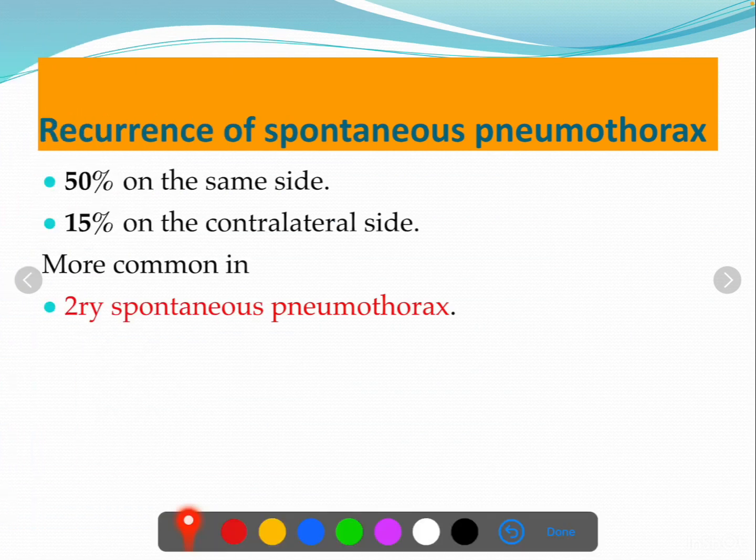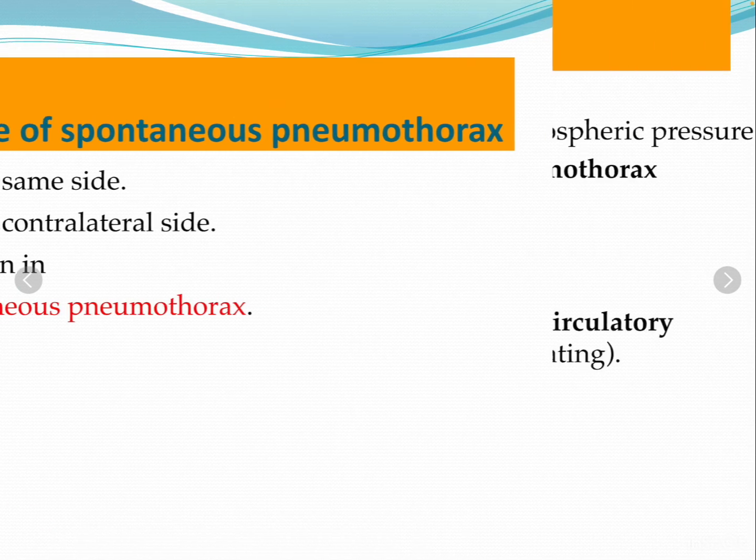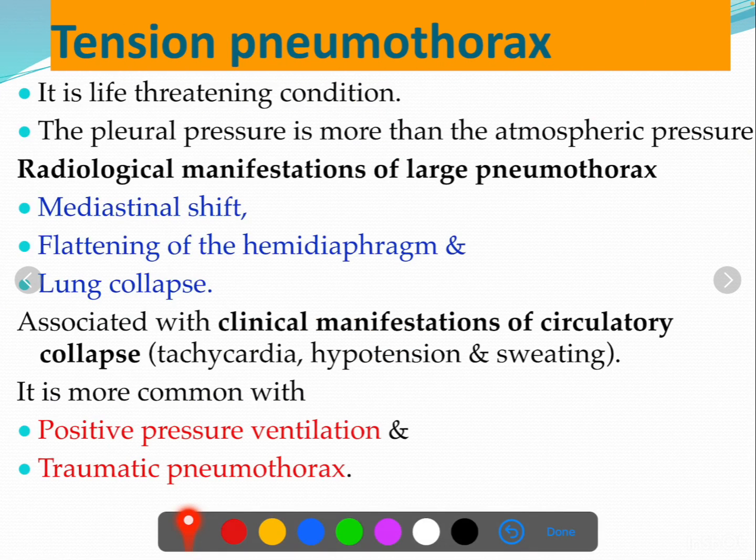Then they are talking about the recurrence rate of spontaneous pneumothorax. As we have already discussed, it is 50% on the same side and 15% on the contralateral side. And it is more common in secondary spontaneous pneumothorax, which is due to underlying lung disease. Very, very important.